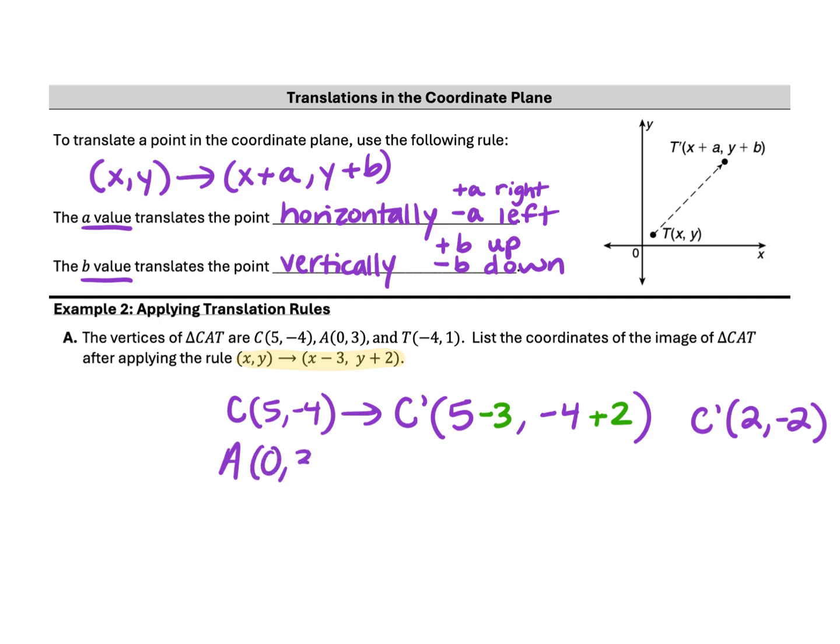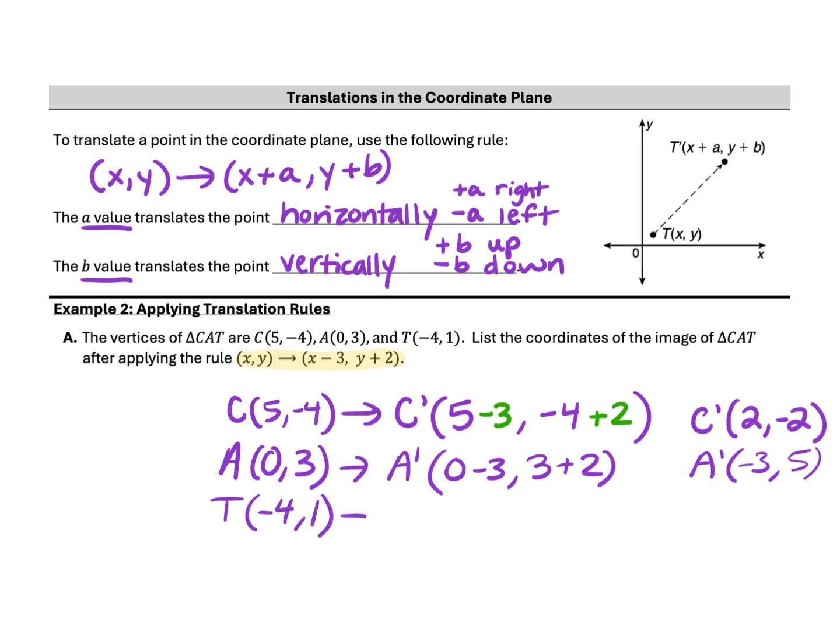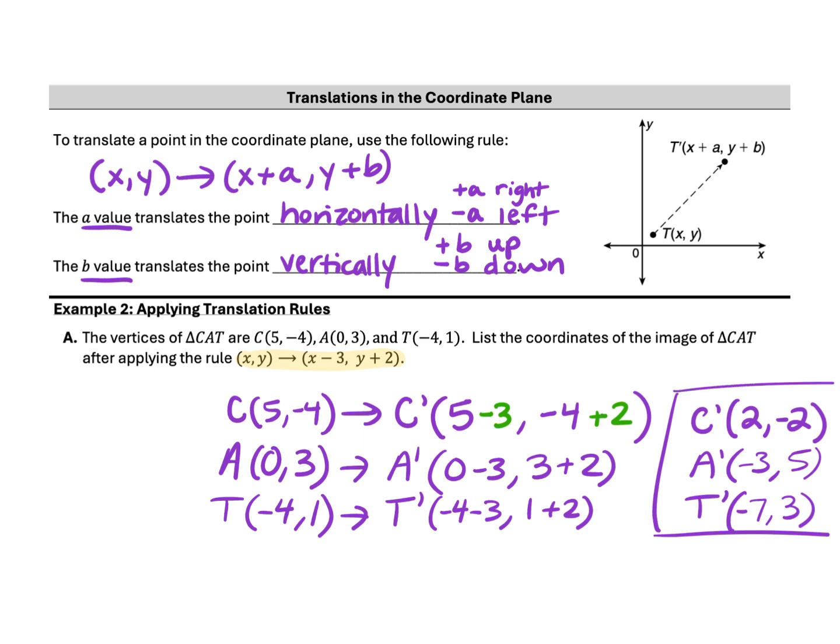A, 0, 3 maps to A prime. Again, I start at 0 and I subtract 3. And I start at 3 and I add 2. That makes A prime, negative 3, positive 5. For T, we start at negative 4, 1, and it maps to T prime. We need to take negative 4 and subtract 3, and 1, add 2, and that gives us the image T prime at negative 7, positive 3. So that is the coordinates of the image of triangle CAT.